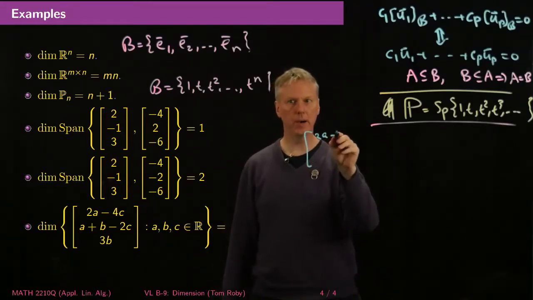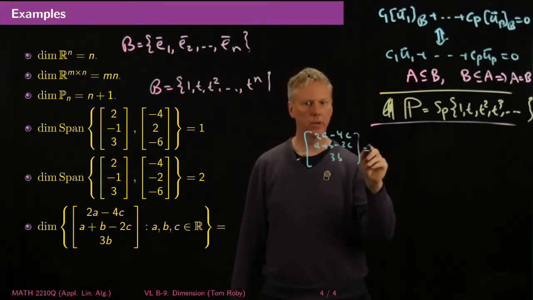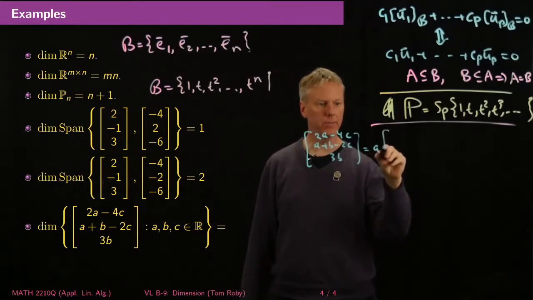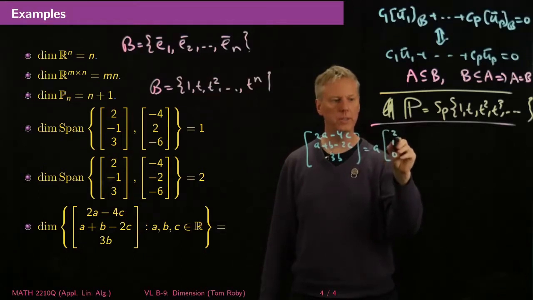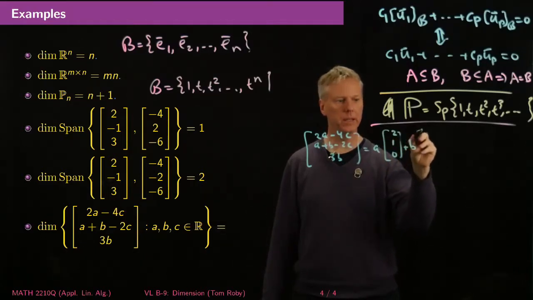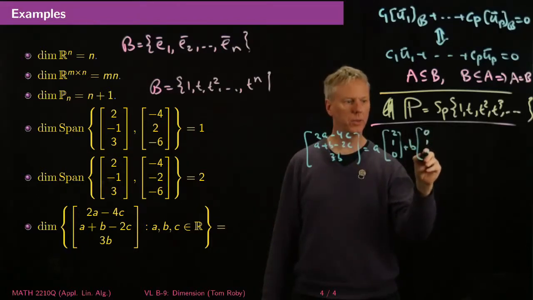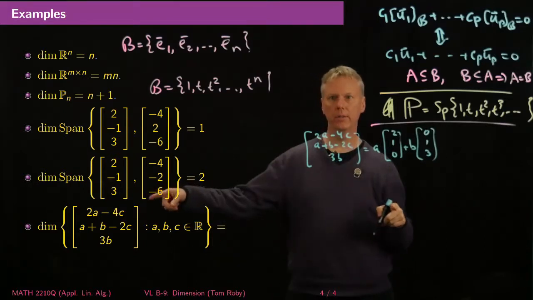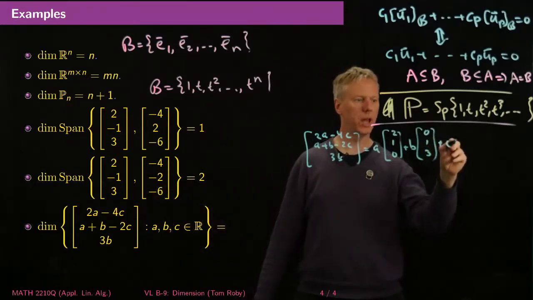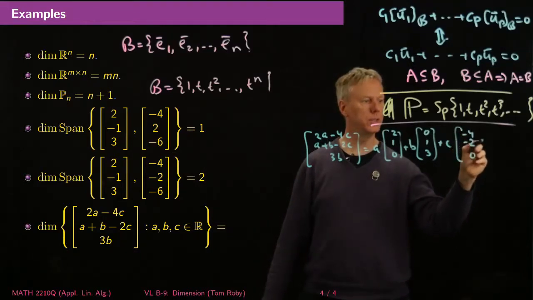So 2a minus 4c, a plus b minus 2c, and 3b. If I break it out so that it's a times something plus b times something, what will it be? It'll be a times (2, 1, 0) plus b times... for the b's, I have 0, 1, 3, because I have them here and here. And for the c's, I have them in the first two slots, and I'll have minus 4 and minus 2 and then 0.